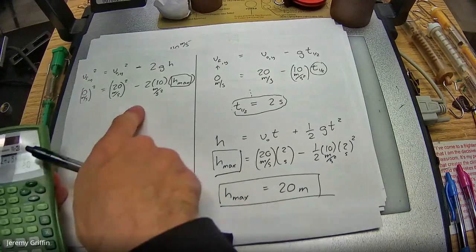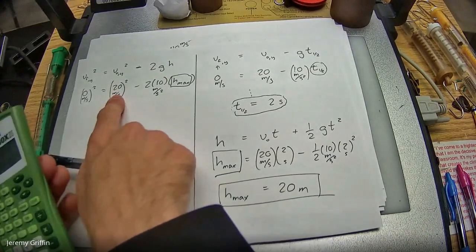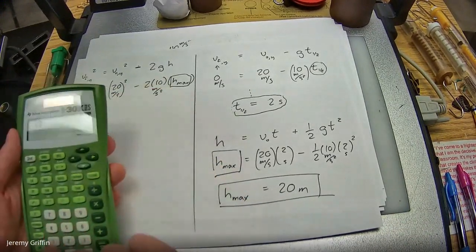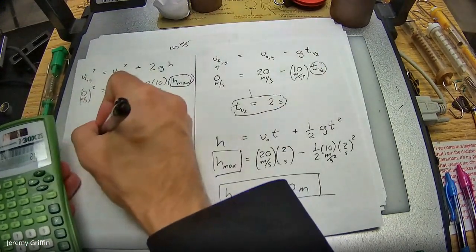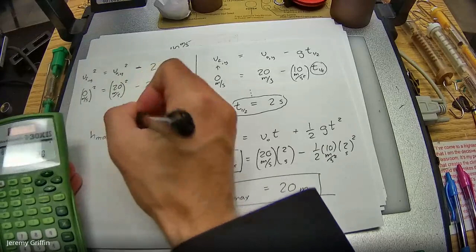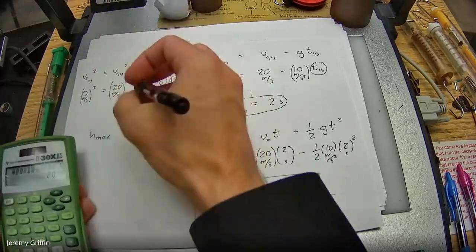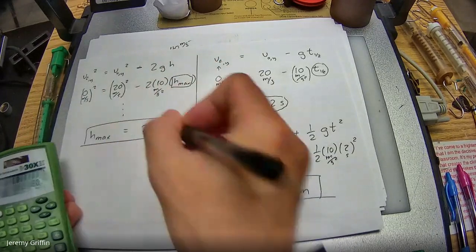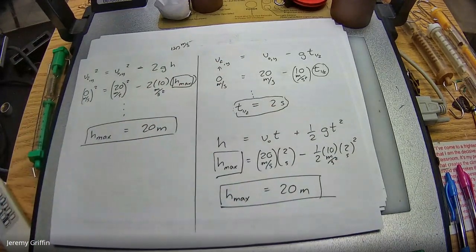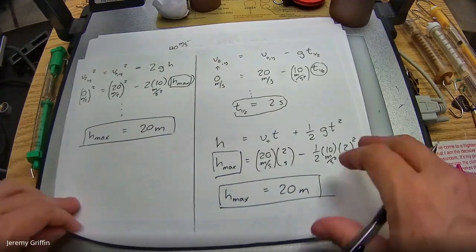What about this version? So 400 divided by 20. What's 400 divided by 20? You get h max. Oh, you get the same thing. I mean, of course you would, because physics is self-consistent. So 20 meters tall. That look good? So two different points of view, two different methods, get the same h max.